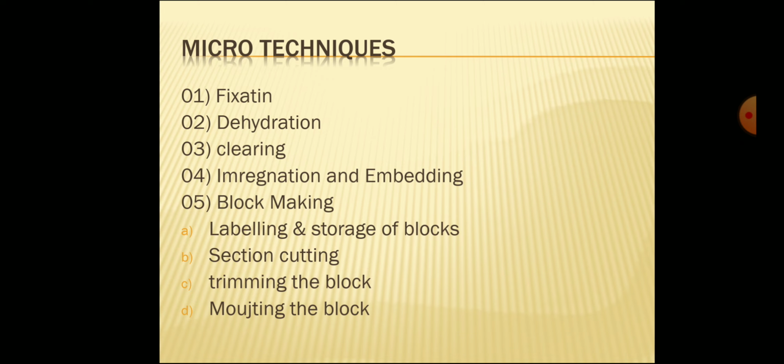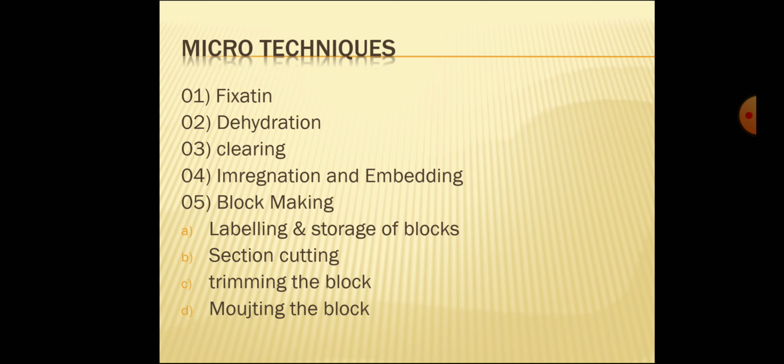The embedding medium should be easily available, uniform from one batch to another, soluble in dehydrating agents, and of low viscosity. It should give good preservation of fine structures and good sectioning quality, be resistant to heat generated by the sectioning, and be stable in the electron beam. So these are the characteristics of the embedding medium.